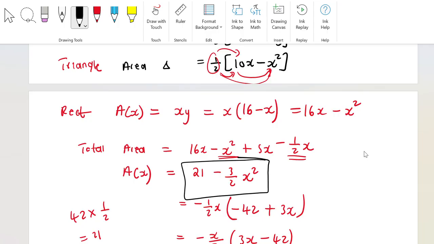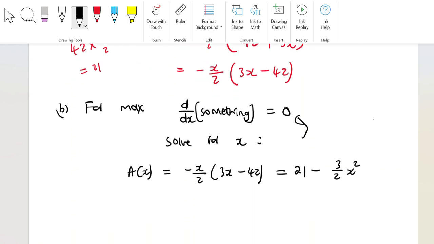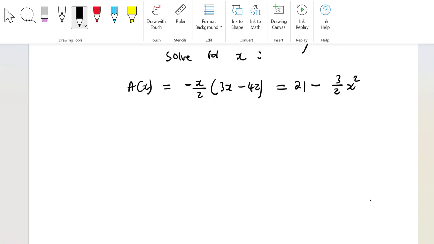Right. So this was an x here, so 16x plus 5x. So here there must be 21x. The expression is like this. Now let's differentiate the area with respect to x.